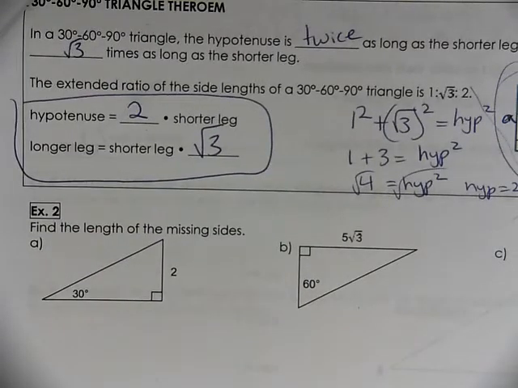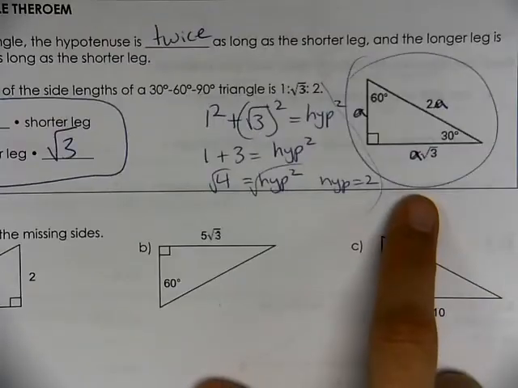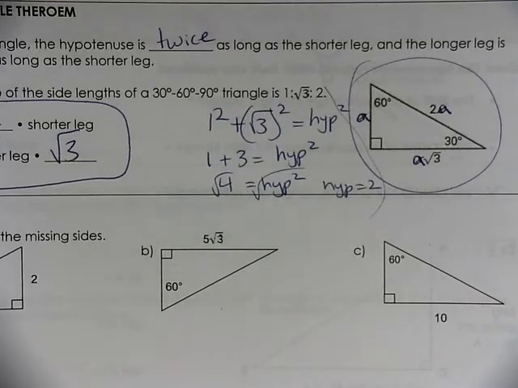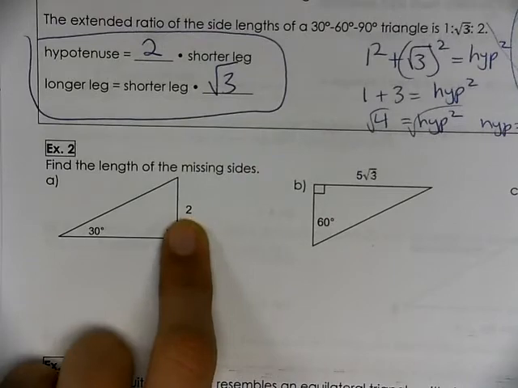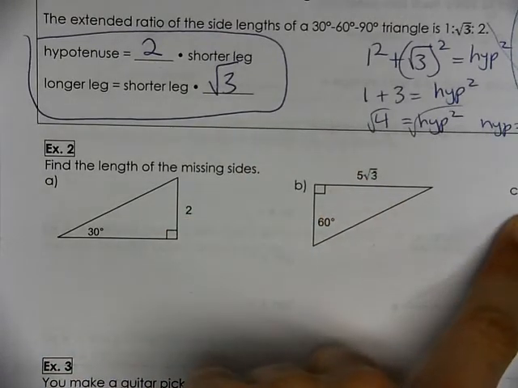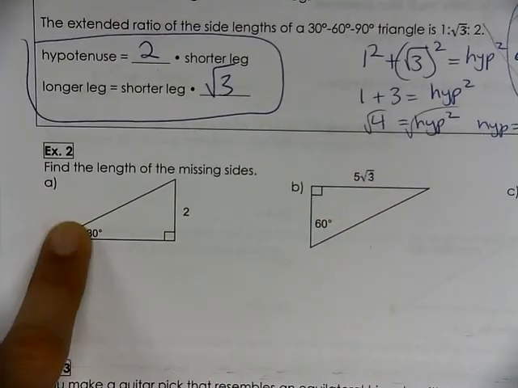A 45, 45, 90 triangle shows up a lot because it's like cutting a square in half. 30, 60, 90 shows up a lot because it would be like cutting a rectangle in half. These show up a lot throughout the rest of the semester. It's kind of like a shortcut. And if you look in every problem, like I said, I only have to give you 1 side length, and you can find all 3.